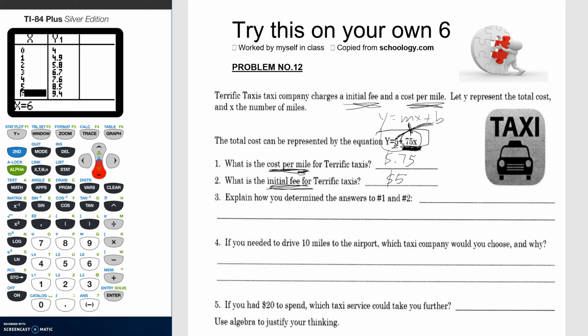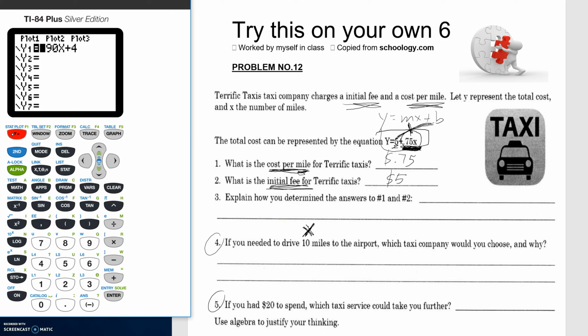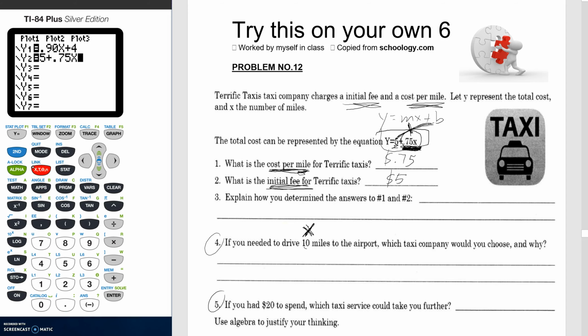Okay, so now in questions 4 and 5, it tries to compare it to the other taxi service from class discussion 6, from problem number 11. If you need to drive 10 miles to the airport, which taxi company would you choose and why? So remember that your miles is X, and we already have the first taxi company equation in y equals. Let's put in the second one and compare it, right? We have 5 plus 0.75x, and we're going to look and see when x is 10, who is cheaper.